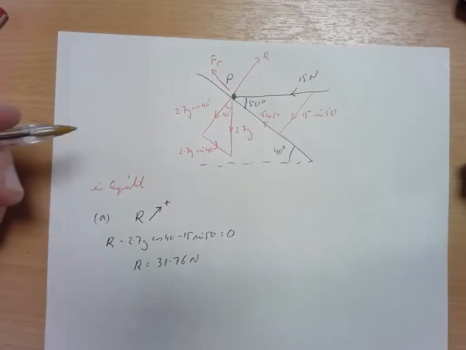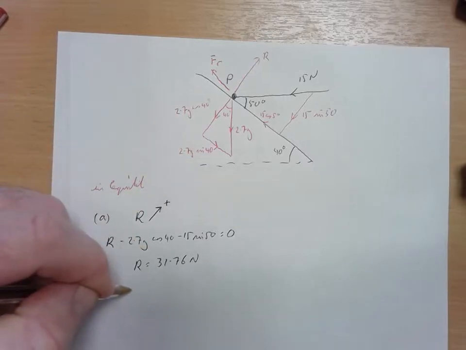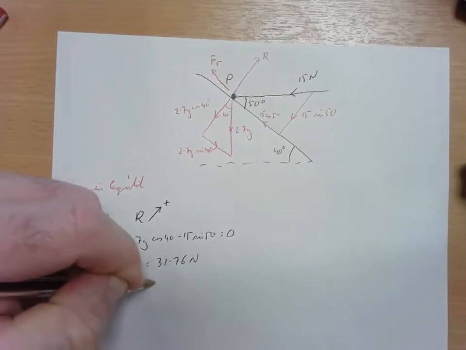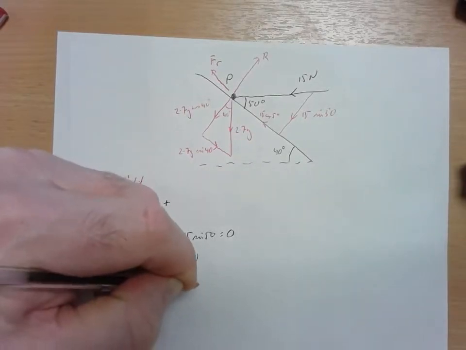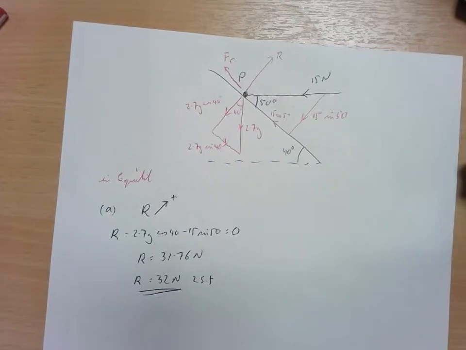We can only work to 2 sig fig because we're using G as 9.8. I think that's what they tell you to use. So R equals 32 newtons to 2 sig fig. However, I'd probably hang on to that 31.76 for later calculations.